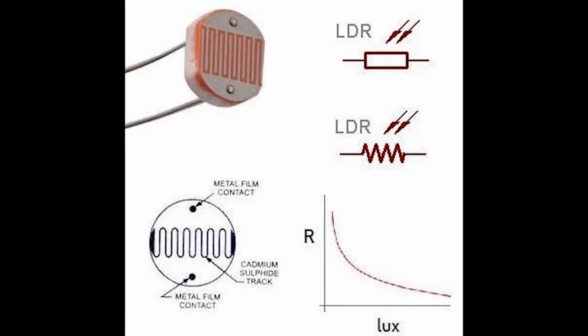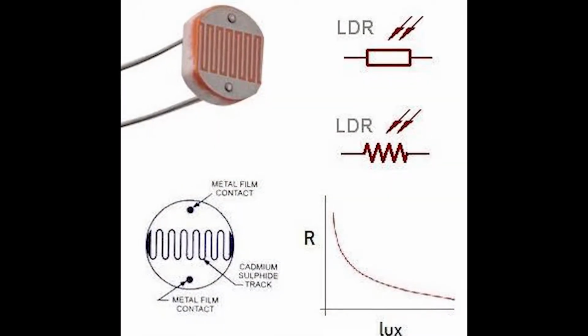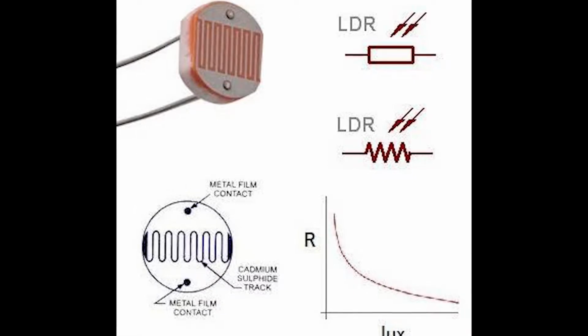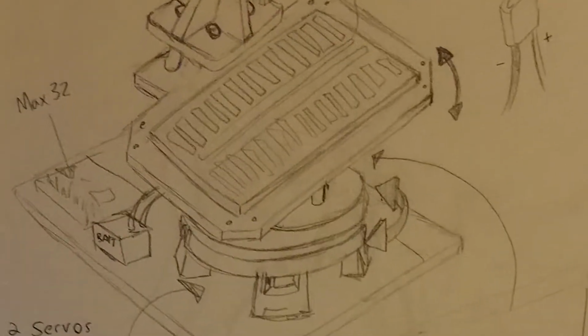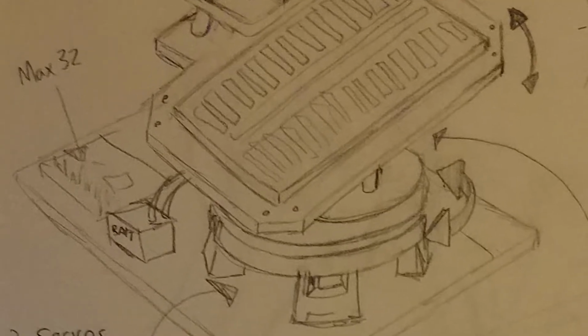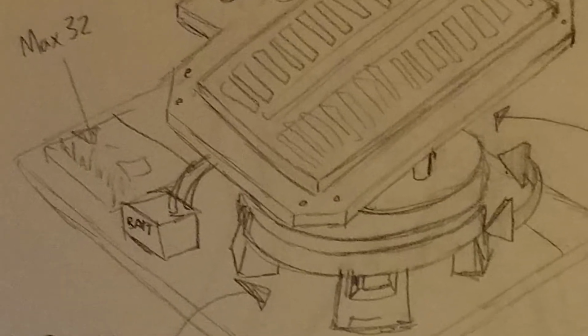We will also be using light-dependent resistors, or LDRs, that will sense the amount of light and have the tracker follow that light source. The original design was going to have a battery attached to the solar panel, which would then store energy into that battery. But due to time restrictions, we had to cut it from the final design.